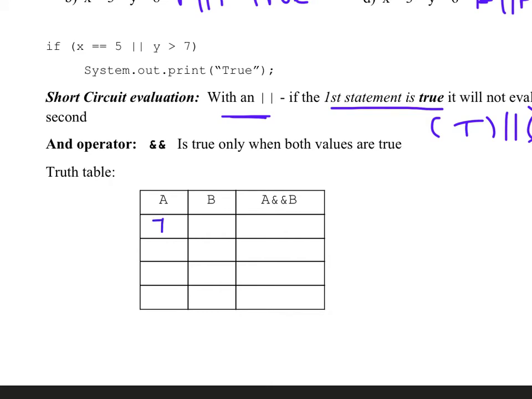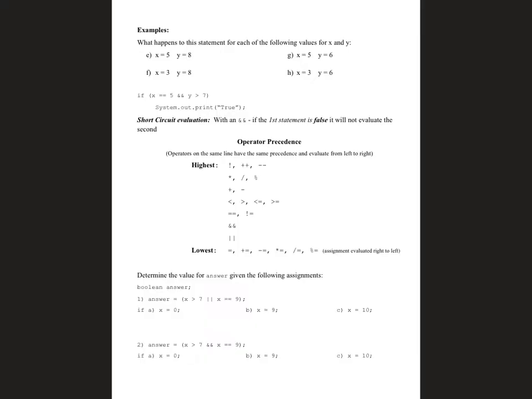So let's just do another truth table. So this one is the AND. AND is true only when both values are true. So this is the only spot AND is true. All these other spots are false. Okay, so that's important for the AND.